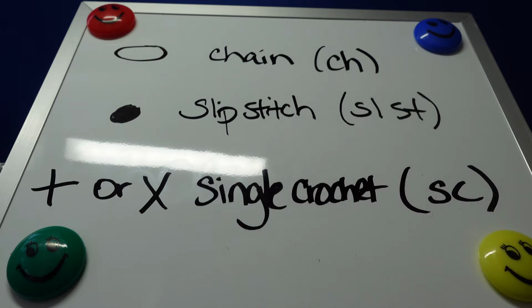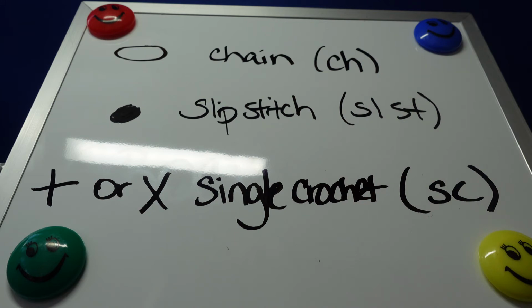Okay? The next stitch that we're going to look at is the slip stitch, which is denoted by just a little black dot or a solid dot. Okay? And it's a circle. It's not an oval. Once again, this is the slip stitch. And if you see it written out in the pattern, oftentimes the abbreviation will be SL ST.